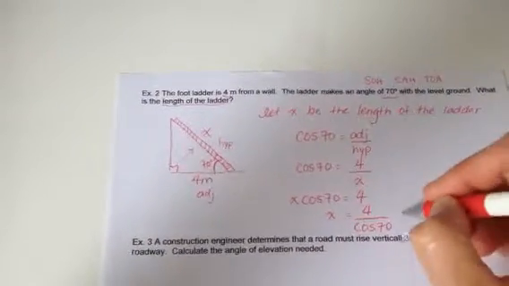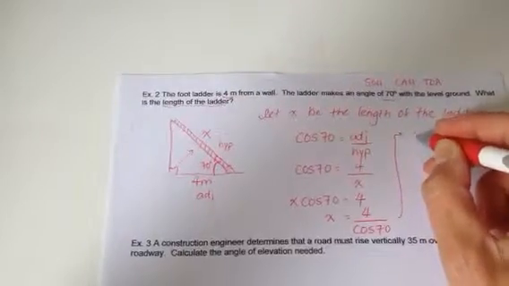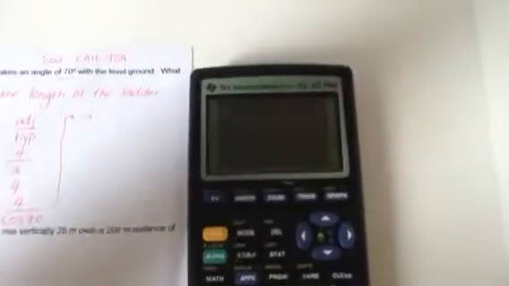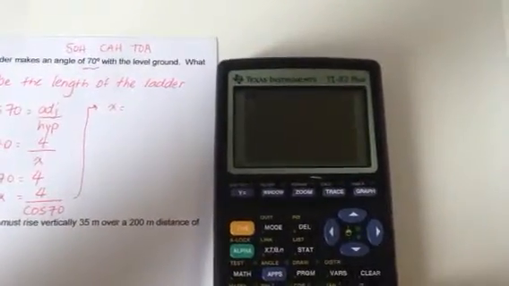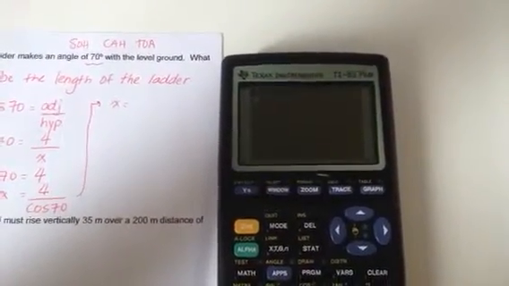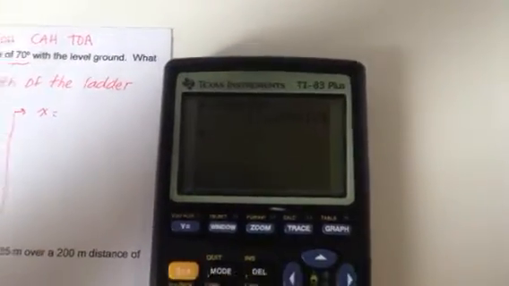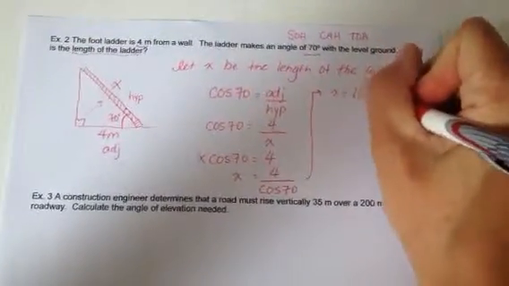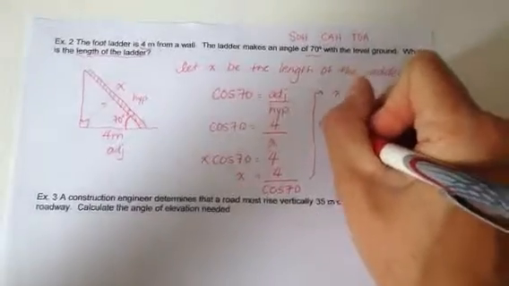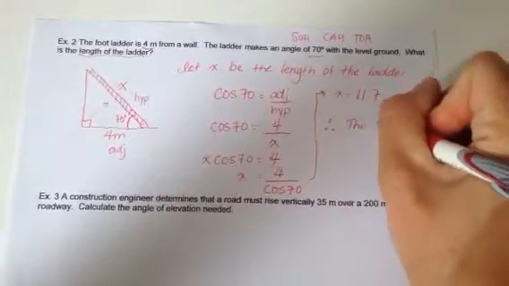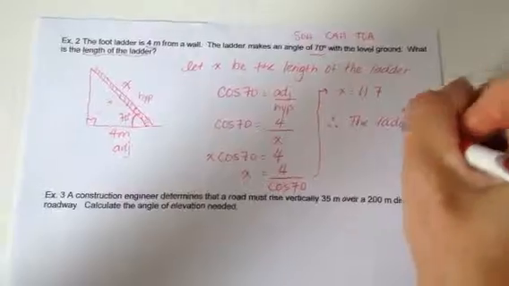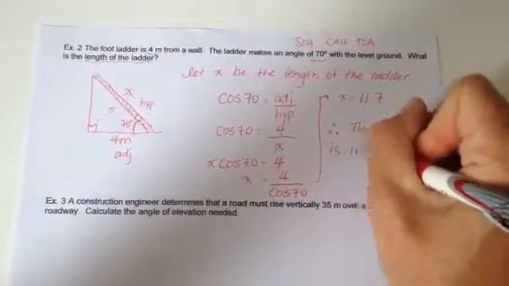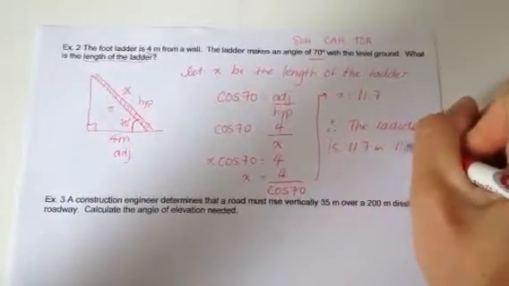From here, it's simply putting that into your calculator. So we have 4 divided by cos 70, and it is 11.7 if we round up. So the length of your ladder is 11.7. You need your therefore statement. Therefore, the ladder is 11.7 meters long.